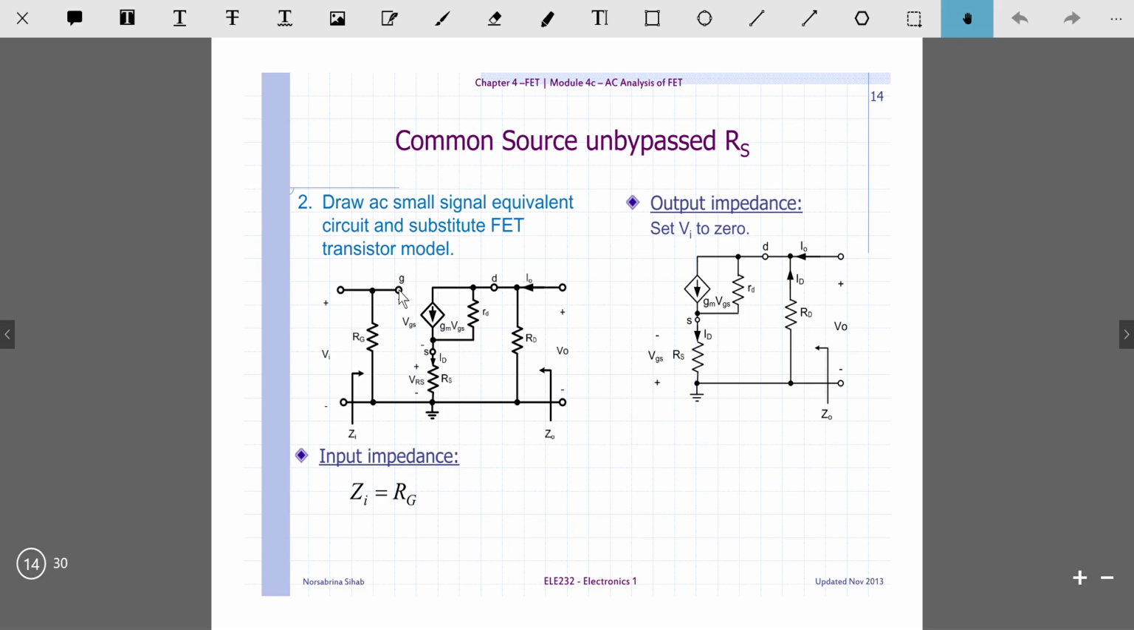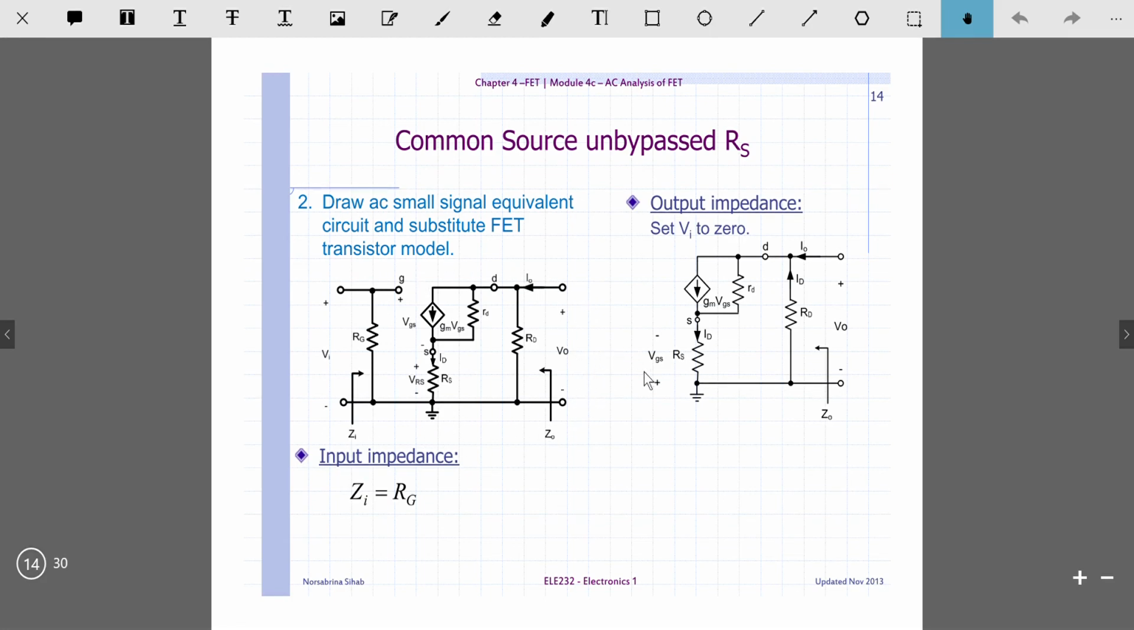So let us analyze the small signal circuit. The first one is to find the input impedance. Input impedance is found by looking at this side. So input impedance is equal to RG. For output impedance, you need to set Vin equal to 0. After you have set Vin equal to 0, what will happen? The input circuit will be gone, and we only have the output circuit.